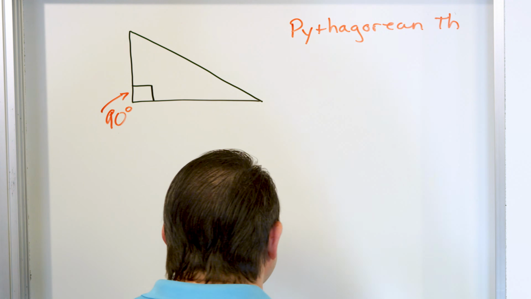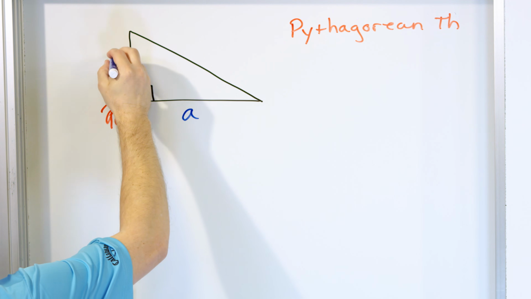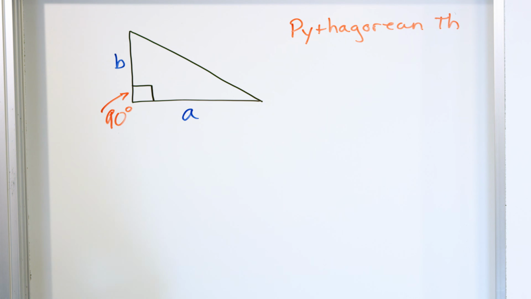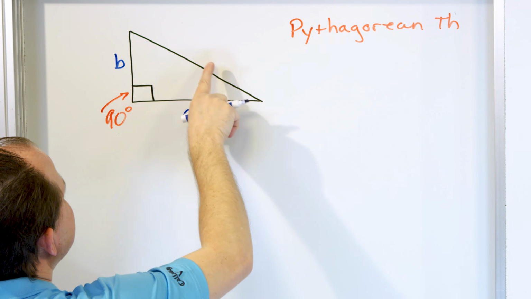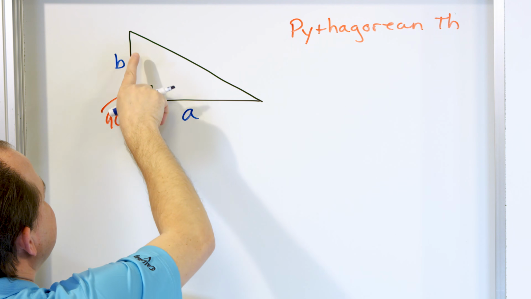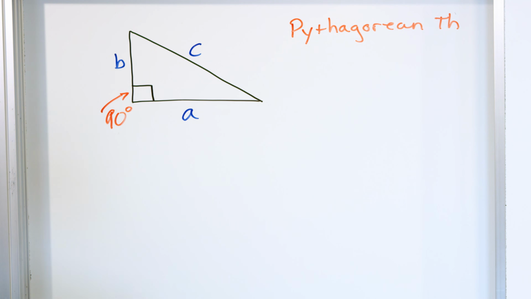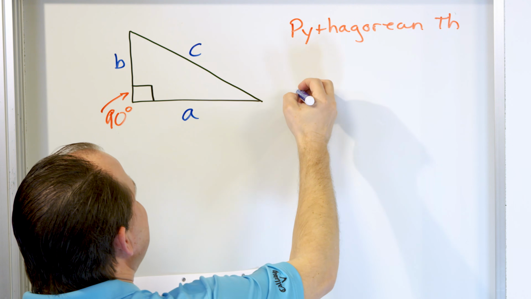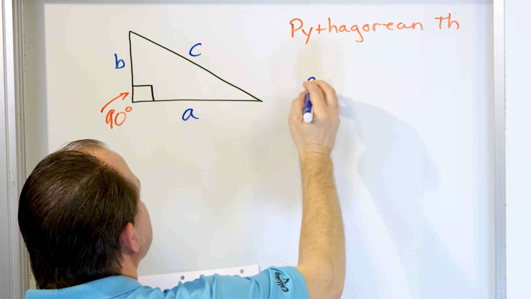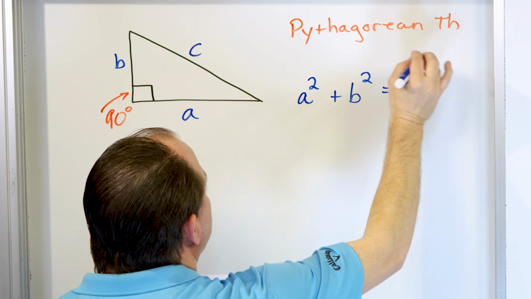All right? So what we're going to do is label one of these sides A and one of these sides B. It doesn't matter which one is A and which one is B. You could flip it around if you wish. But the longest side of the triangle, which is always the side opposite the 90-degree angle, we always call C. So A, B, and C. Now, what the Pythagorean theorem says is that A squared plus B squared is equal to C squared.